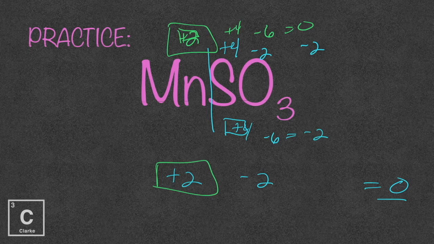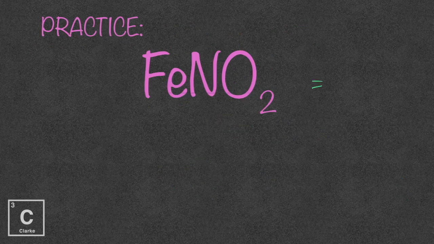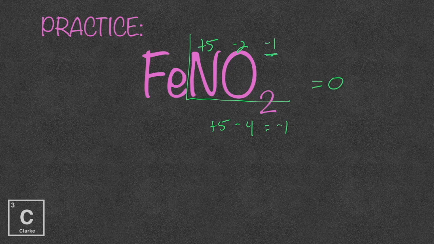Okay, let's do that last example. Okay, I've got iron nitrite. This is going to equal 0, but we need to remember that nitrite is a -1. Okay, so I always start with oxygen. Oxygen is a -2, but I've got 2 of them, so that's like a -4. So what must nitrogen be if I want my nitrite to be -1? Okay, so hopefully you're thinking about a +5. And if nitrite as a whole is -1, then iron has to be a +1.